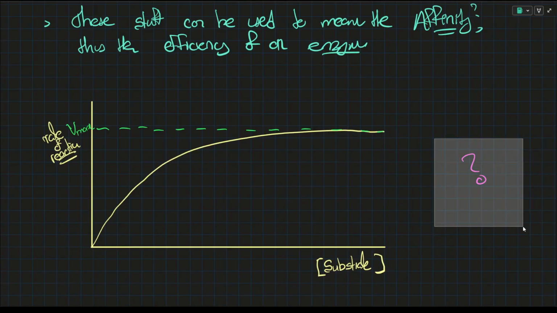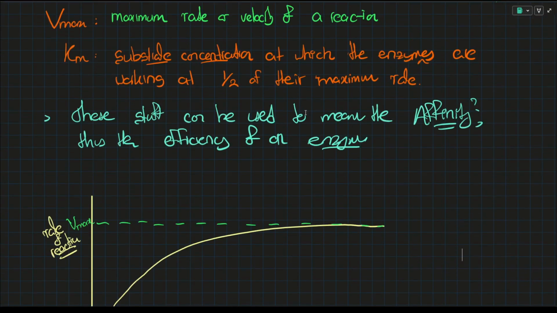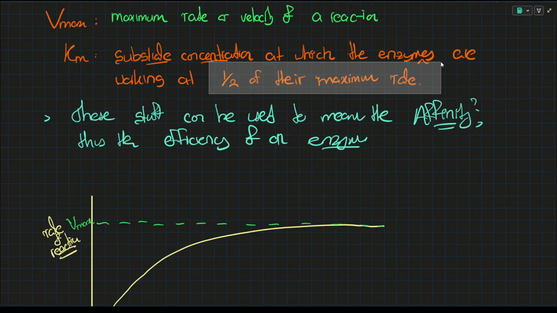How do we get to Km? Now, from the definition again, we know Km is where enzymes are working at 1/2 of their maximum rate. Pay attention to this boxed value: 1/2 of the maximum rate. If I word this another way, Km is the substrate concentration at which enzymes are working at 1/2 of the maximum velocity.